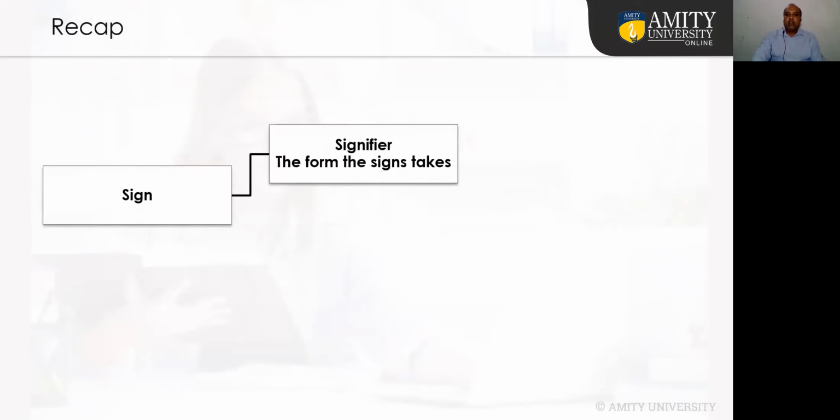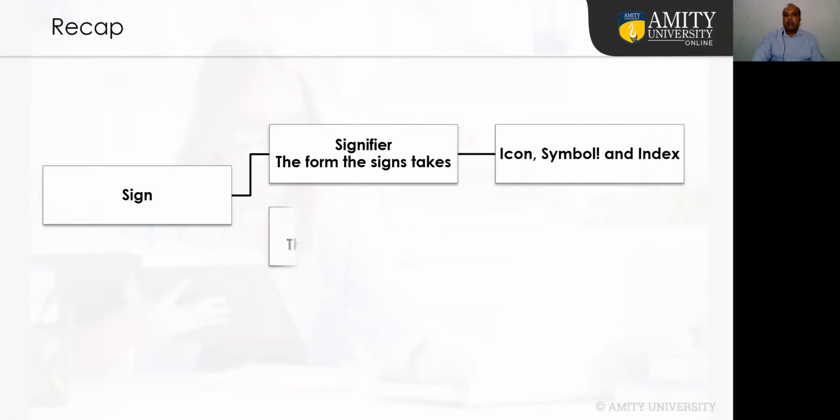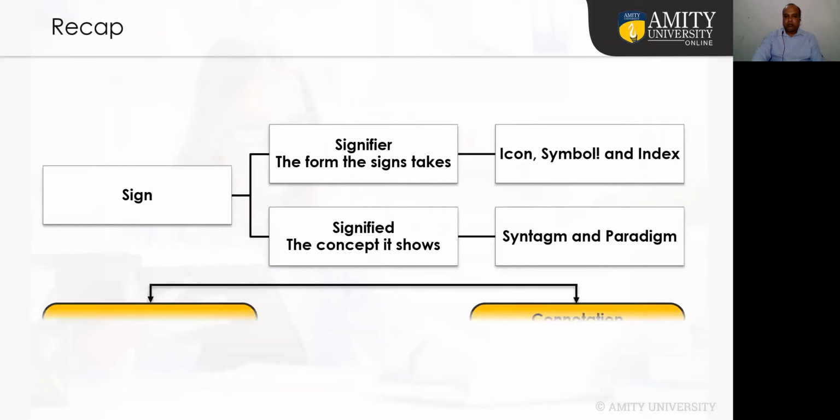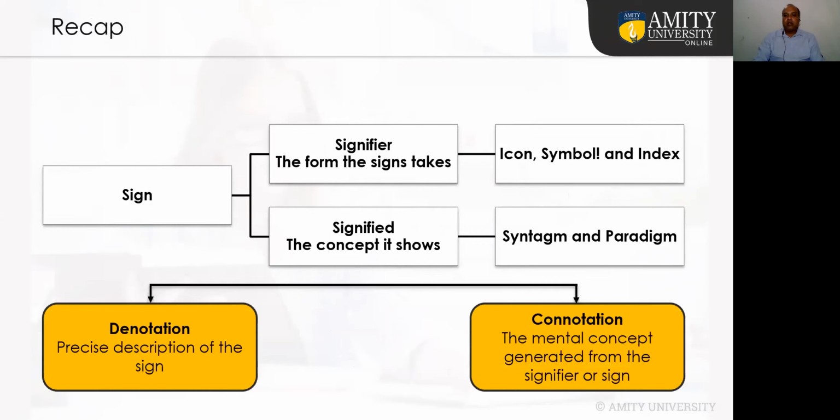So we discussed the sign, the signifier, the form the sign takes, icon, symbol, and index. And then we talked about the signified, the concept it shows, syntagm and paradigm. So these are the parts of a sign. We also discussed denotation and connotation. Denotation is the precise description of the sign. Connotation is the mental concept generated from the signifier or sign.